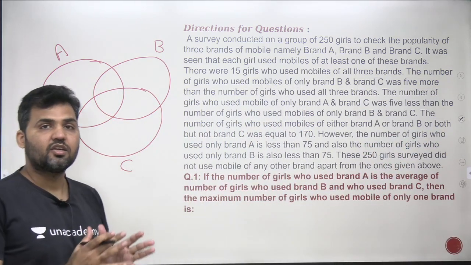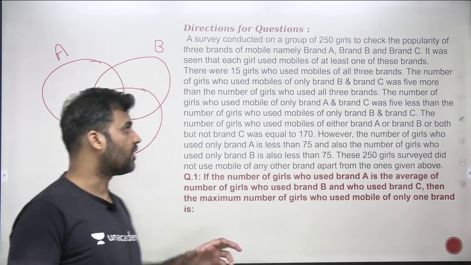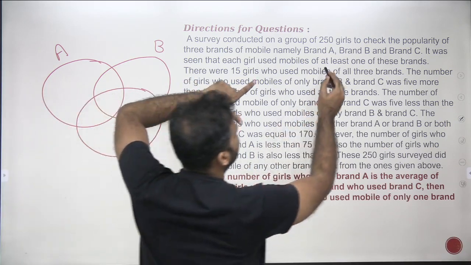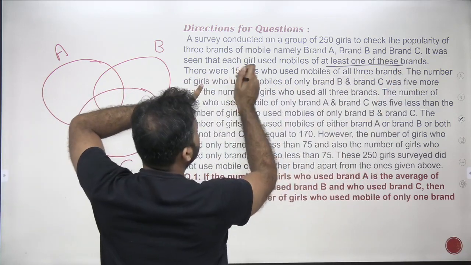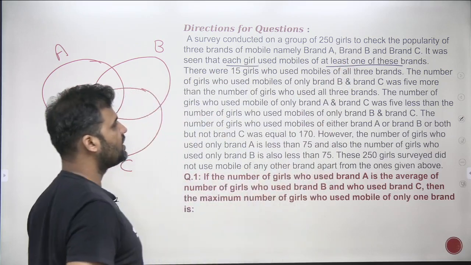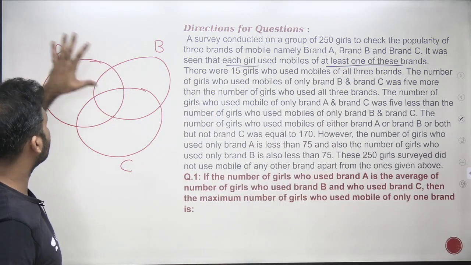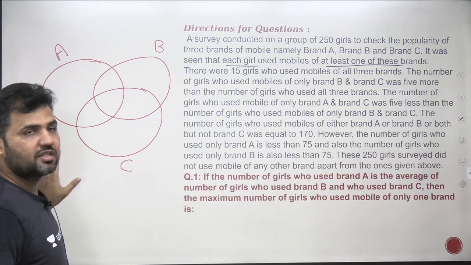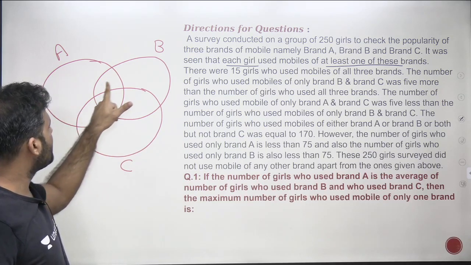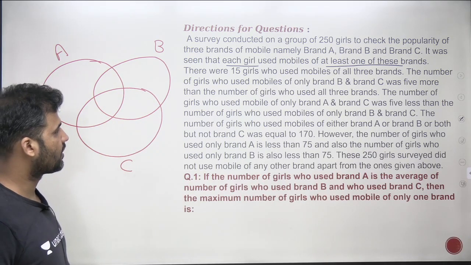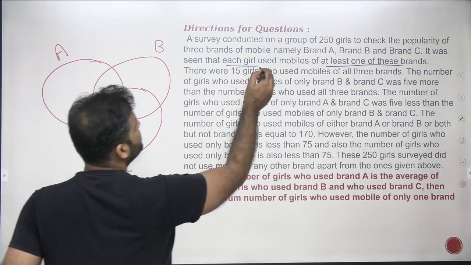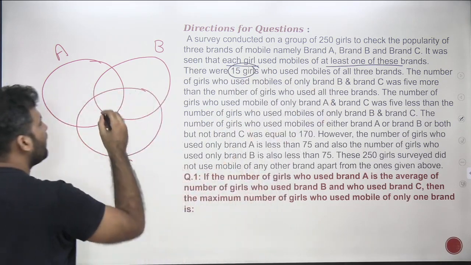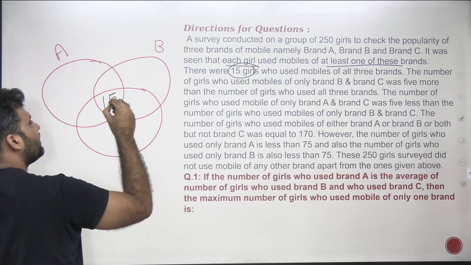So I can say the union of the sets will be 250 because each girl used at least one of these three brands. That means none of the girls lie outside of these three sets. So the union of the sets will come out to be 250 for sure. Okay. There are 15 girls who use mobile phones of all three brands. So can I put the value 15 here?